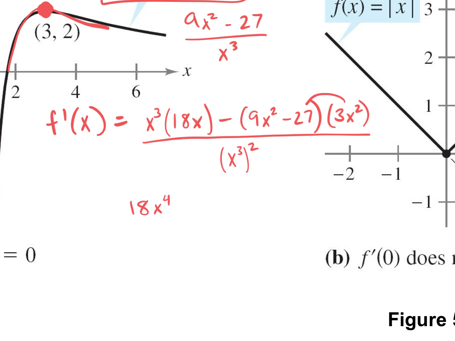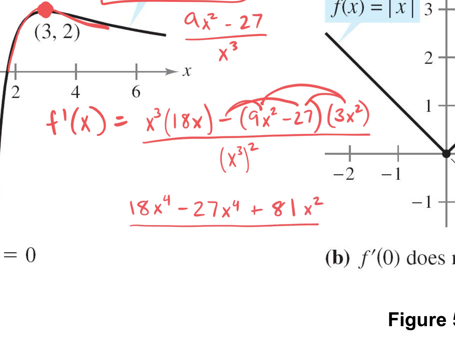Here I'm going to distribute the x squared, the 3x squared, and distribute the negative. So this would be negative 27x to the fourth power, plus 27 times 3 would be 81x squared, over, what's x cubed squared? What do we do when we have a power raised to a power? Multiply. So this would be x to the sixth power.